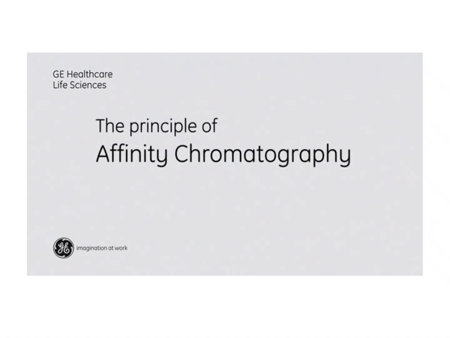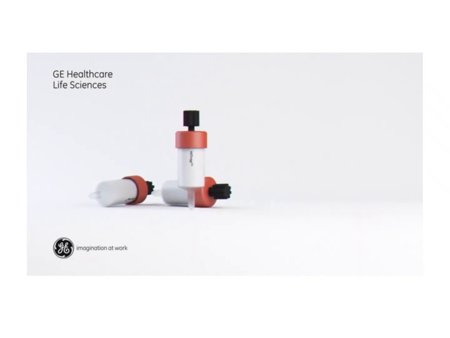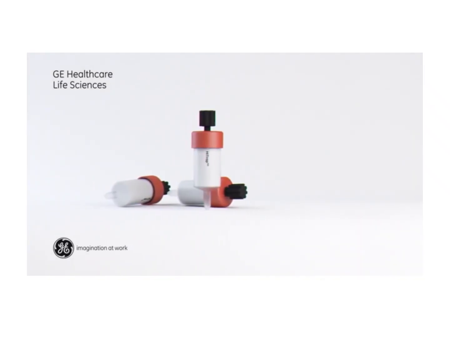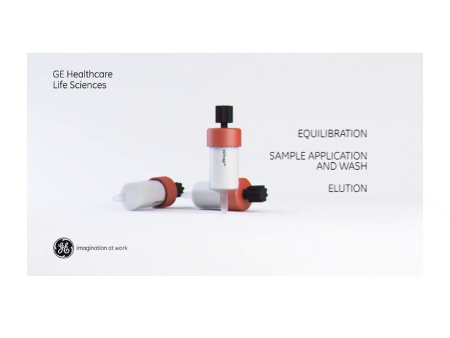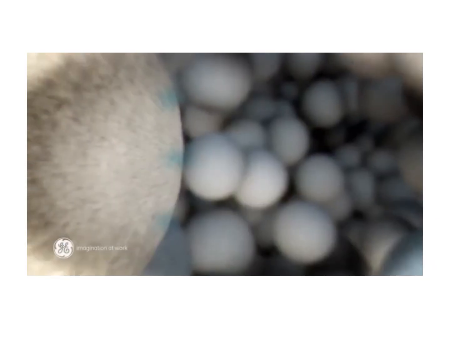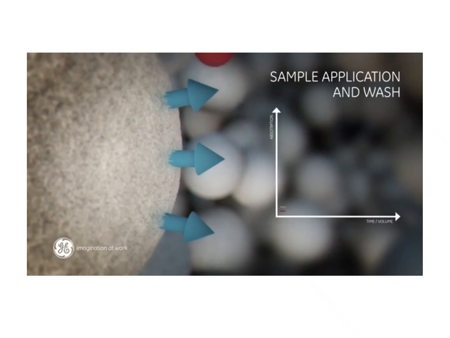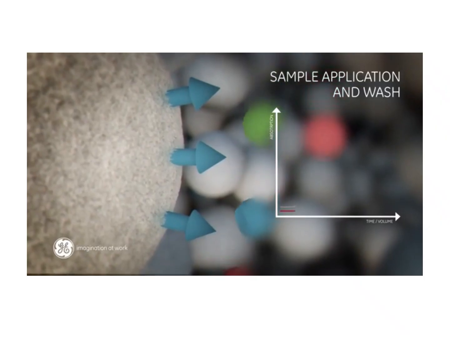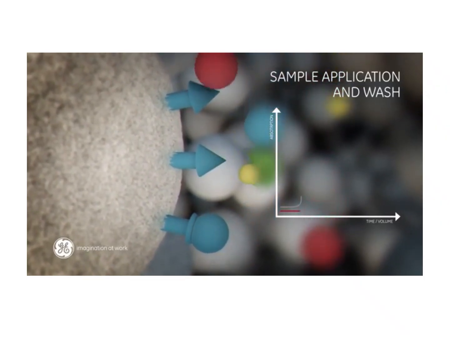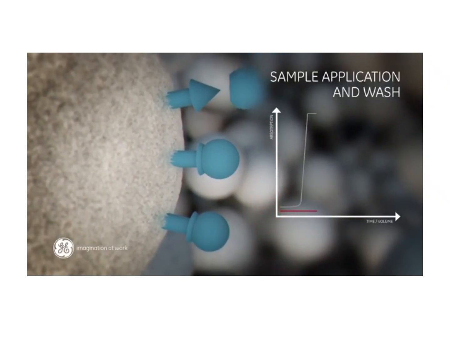Separation in affinity chromatography depends upon the reversible adsorption of biomolecules through biospecific interactions on the ligand. Most affinity chromatography experiments are performed in three main stages: equilibration, sample application and wash, and elution. The first step is the equilibration of the stationary phase to the desired start conditions. The second step is sample application and wash. The goal in this step is to bind the target molecules and wash out all unbound material. Non-binding molecules will pass through in the flow-through during washing with binding buffer.